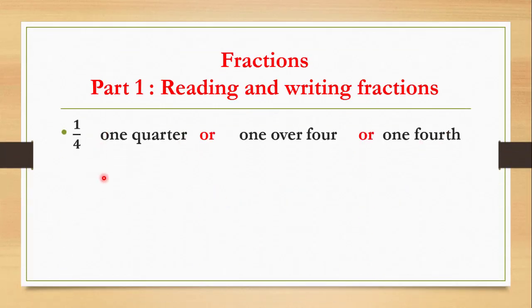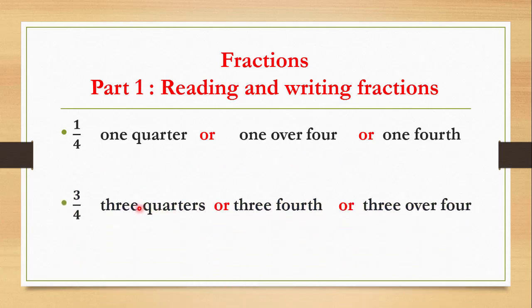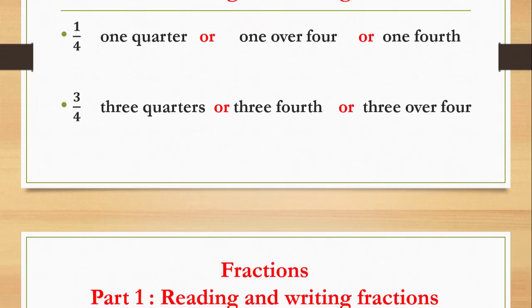So 1 over 4 is read as 1/4, or a quarter. 3 over 4 is read as 3/4, or 3 over 4.